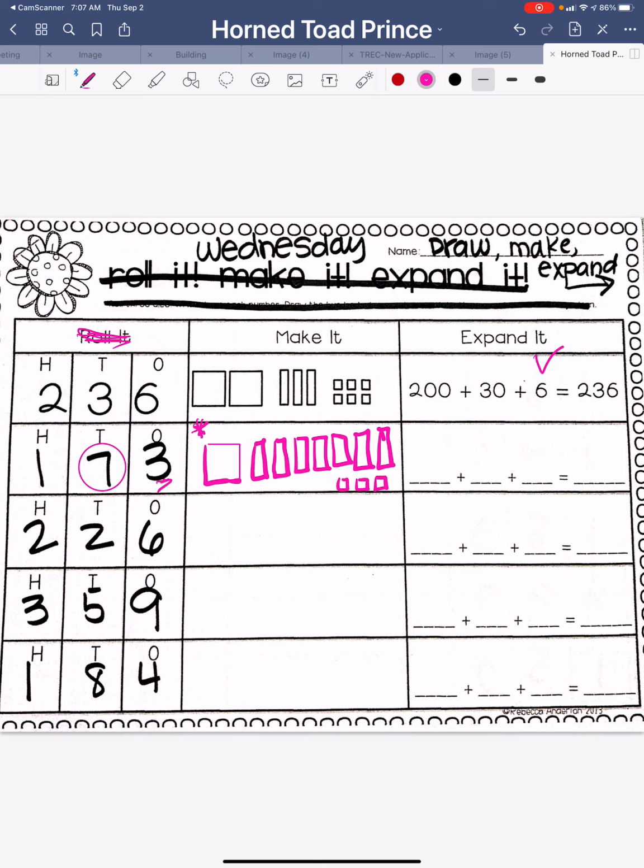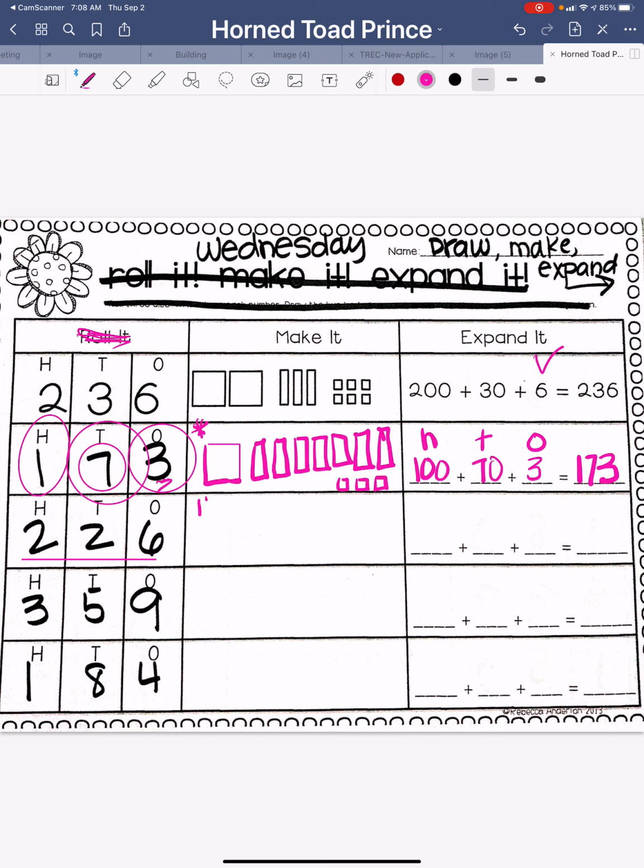Now I got to write it in expanded form. So here I've got 100, so that's 100, and this is in the hundreds place. So this is the hundreds, the tens, and the ones. So I've got 100, and then I've got to write 7 tens, and that's 70, and then 3 ones, and that is 3, and that gives me 173.